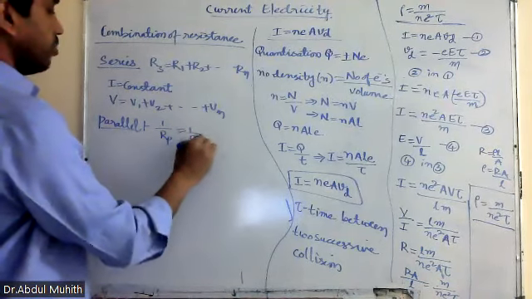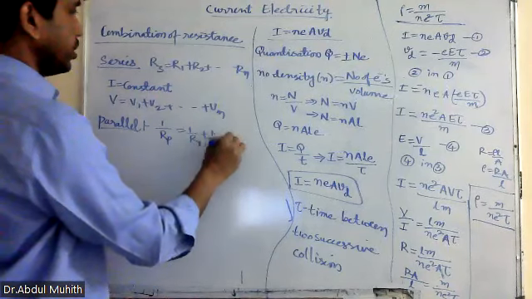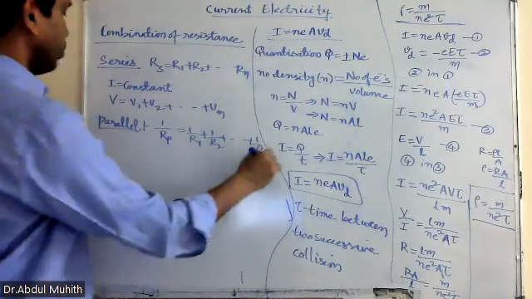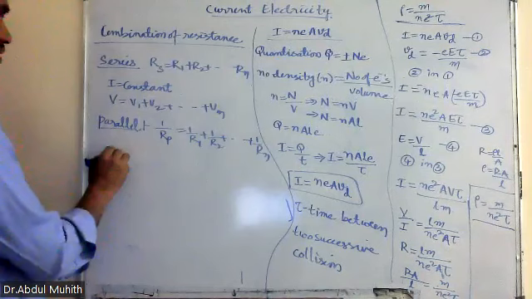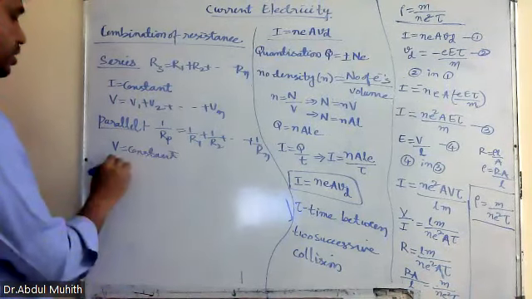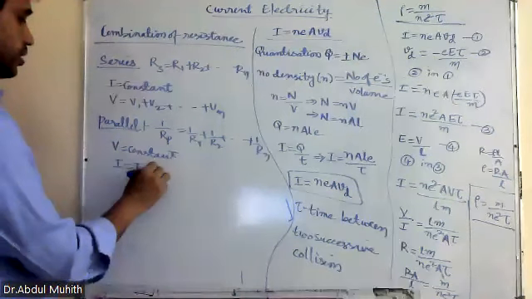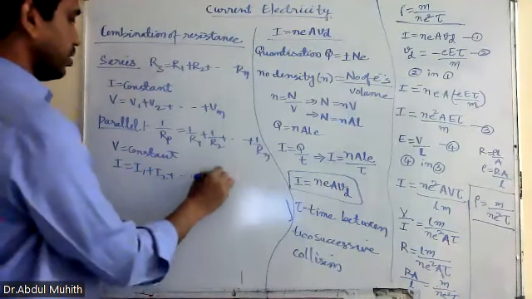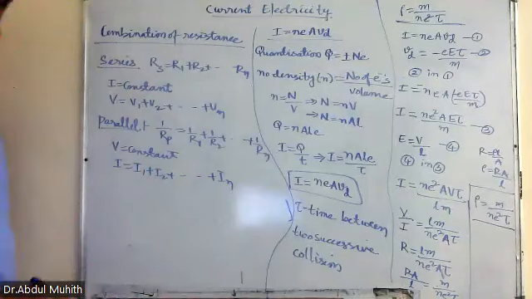1 by R1 plus 1 by R2 plus ... plus 1 by Rn. So here what happens? Current is divided. Voltage is constant in parallel. Keep that in mind. Voltage is constant. Current is equal to what? I1 plus I2 plus ... In. This is the formula for parallel. Is that clear? So series, parallel. And the next one is what?